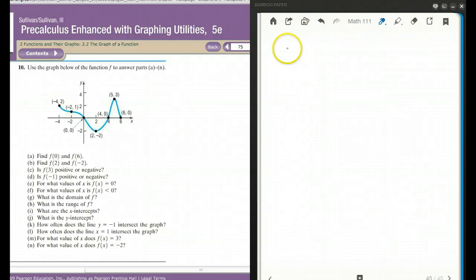Hi Math 111. In this video I just wanted to go over an example from your textbook with you. This is from section 2.2 and it talks about how we can make use of a graph of a function to get some information about the graph.